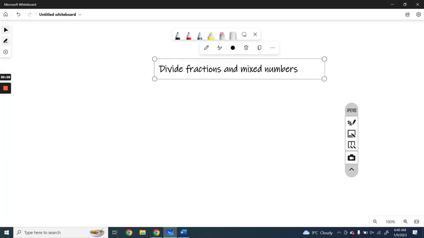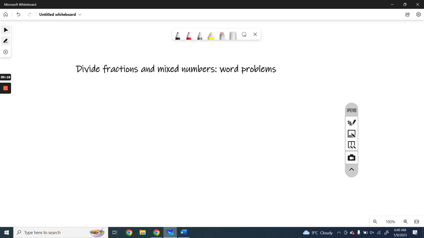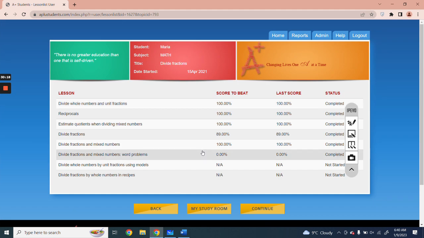Divide fractions and mixed numbers word problems. If you need more help with the lesson, you can contact any tutor on the Skype. They are available from Monday to Friday, 5 to 9. Got it? Okay, divide fractions and mixed numbers, word problems.